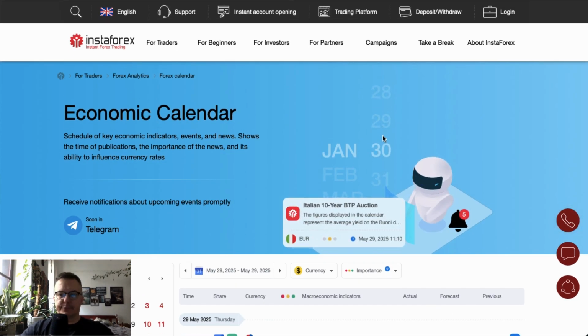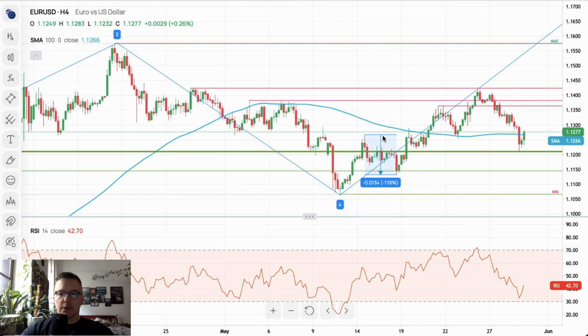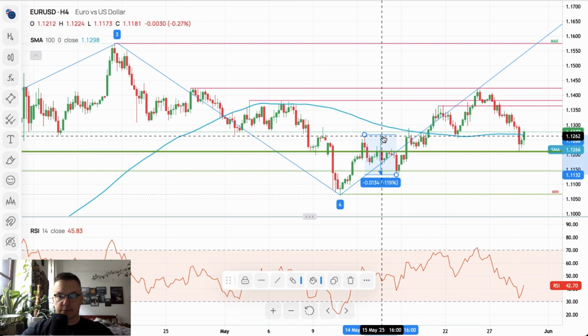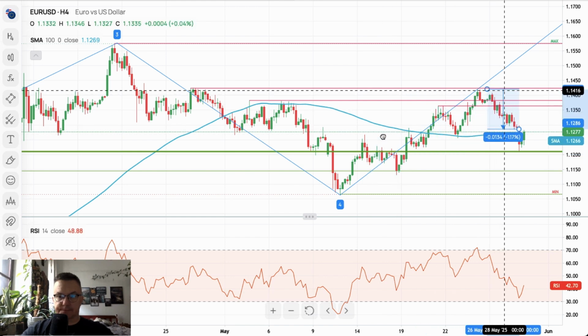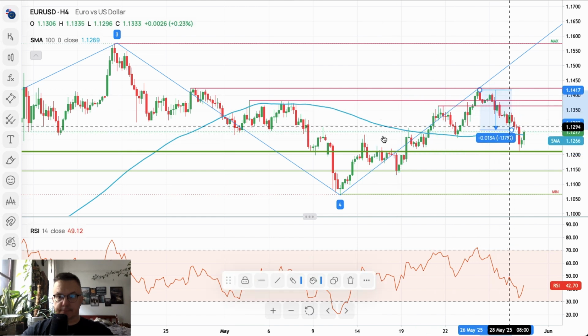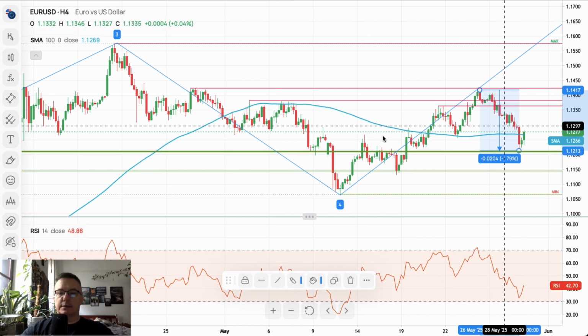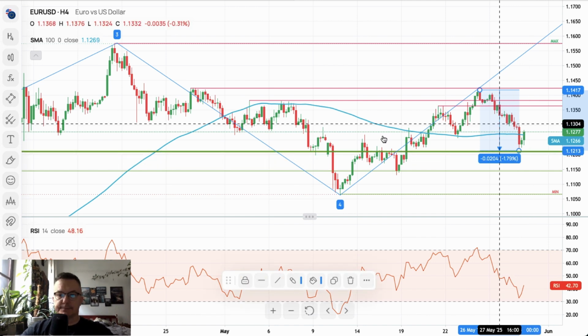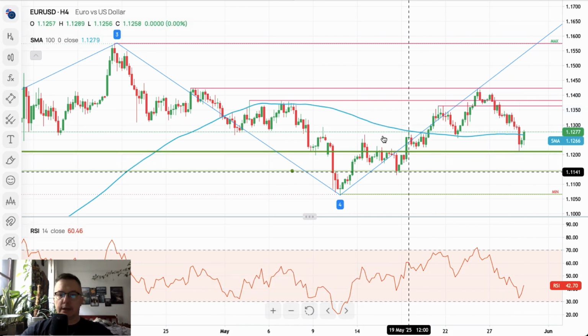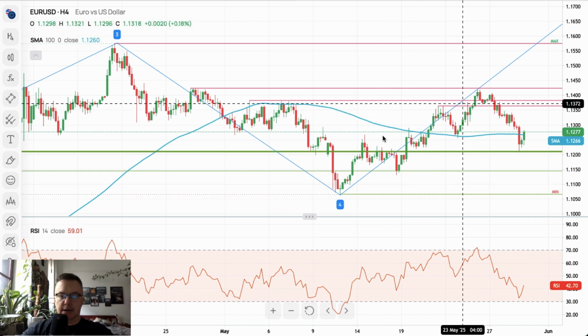We start with euro dollar. The 4-hour chart of the euro dollar tested the level of 1.1213. As expected, this is the technical support, a very important technical support. So now we are down roughly around 1.80% from the recent top. As you can see, this movement to the upside might be considered done.